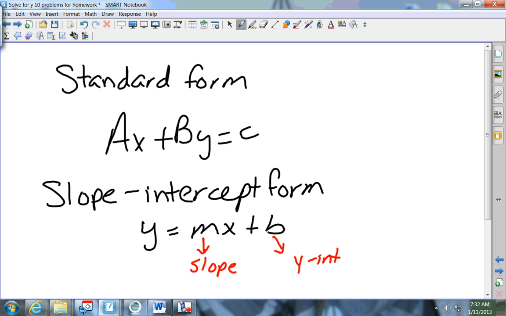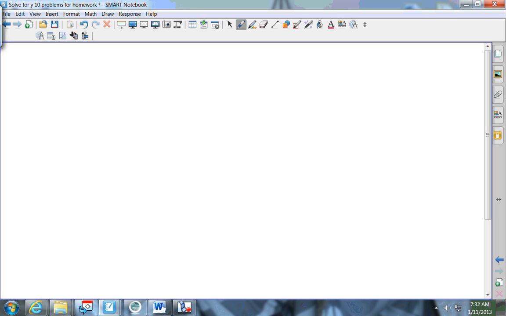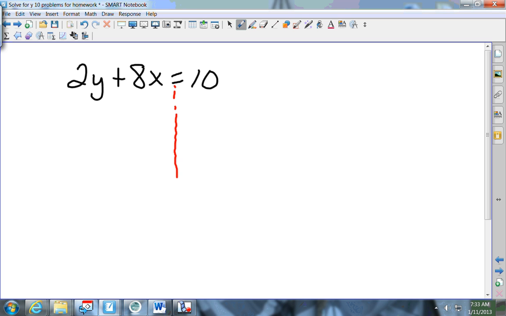Okay, with that, let me grab my paper that I wrote down the other problems on so I don't have to flip back and forth. The first one that we had was 2y plus 8x equals 10. We need to put that into slope-intercept form. I normally draw my dotted line right here at the equal sign to help me remember which side to write it on. Here is the y. It needs to be by itself. The first thing I'm going to do is addition and subtraction. I see a plus 8x right here, so I'm going to subtract 8x from each side.